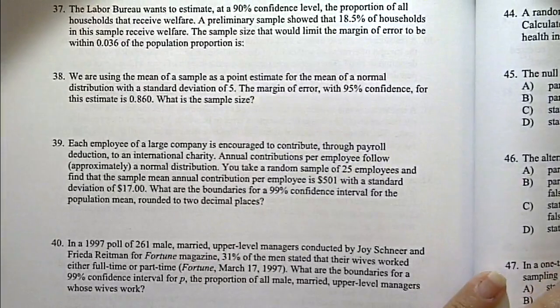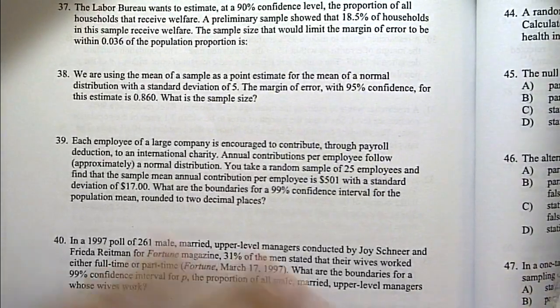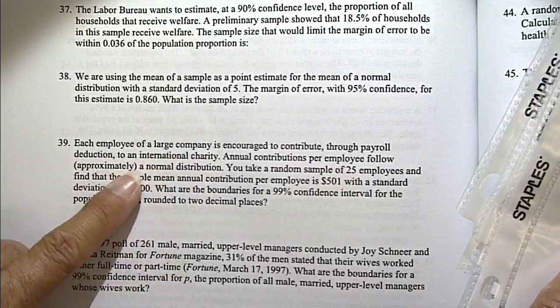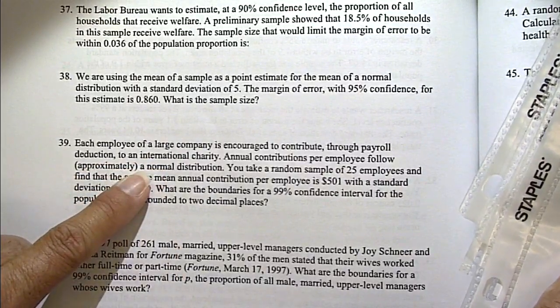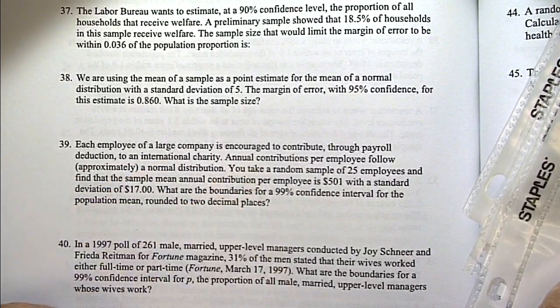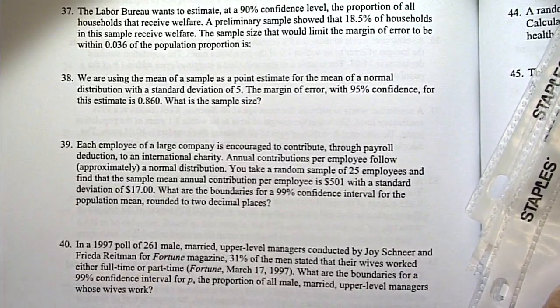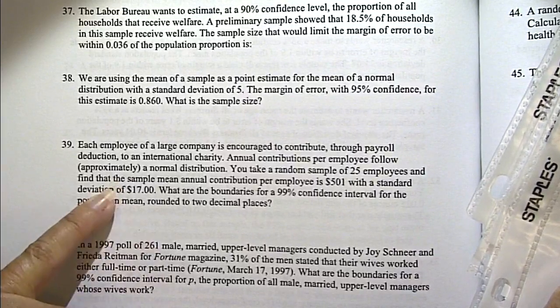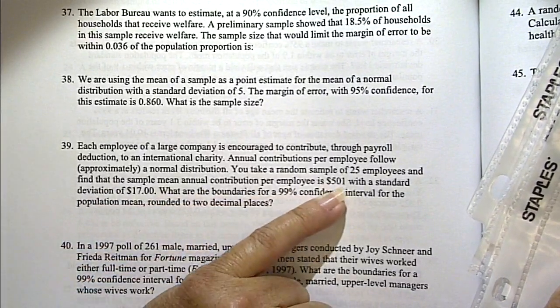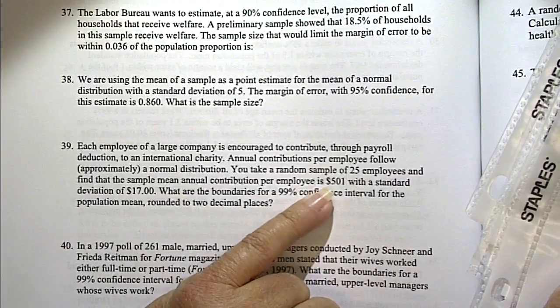Okay, so we have each employee of a large company encouraged to contribute through payroll to an international charity, and contributions follow a normal distribution. Okay, well, that's kind of important to us. This is where we start really finding our data. You take a random sample of 25 and you find that the sample mean annual contribution is 501. So we've got a sample of 25, sample mean of 501.